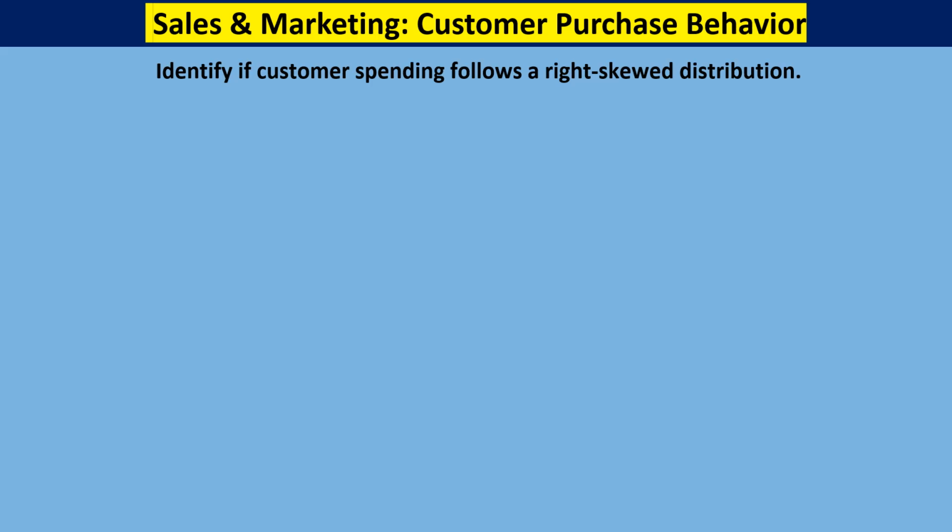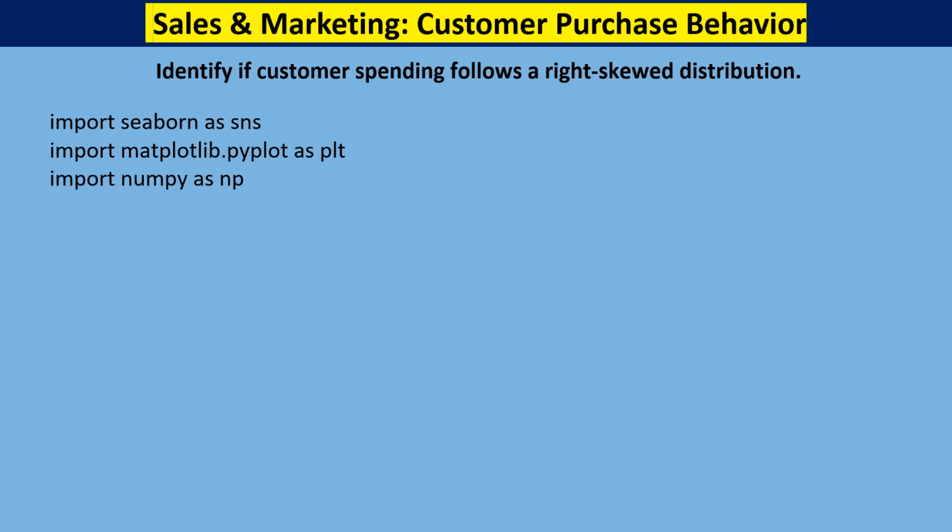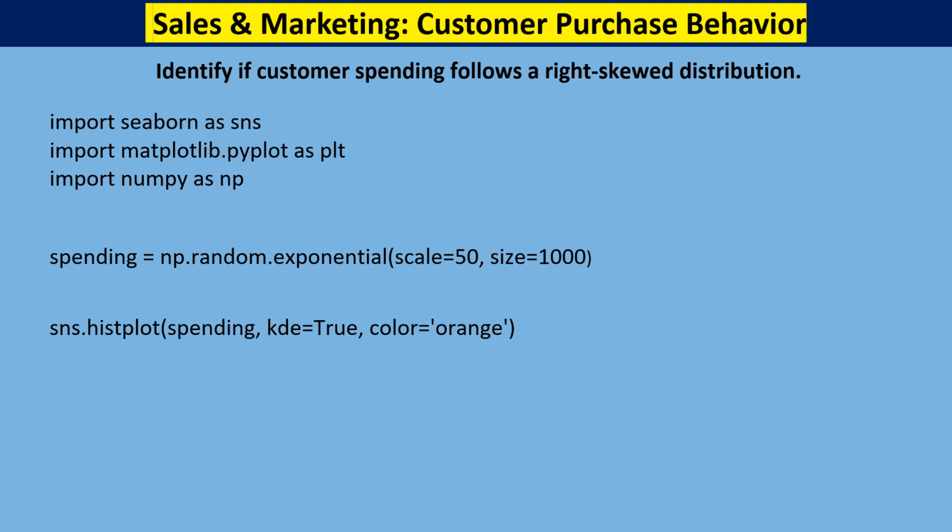Sales and marketing, customer purchase behavior. Identify if customer spending follows a right skew distribution. So first, as usual, we import the necessary libraries, and then we import the library for plotting graphs, and then we have one for numerical operations. Generate customer spending data with a right skewed distribution, which is an exponential distribution, and plot a histogram to visualize the skewed data.